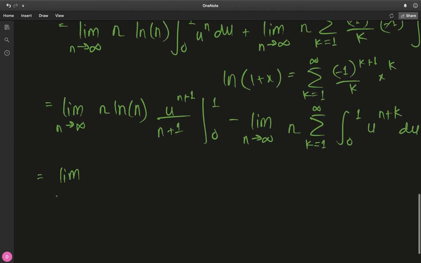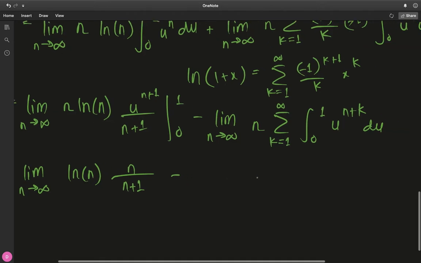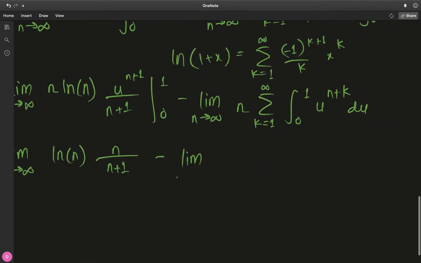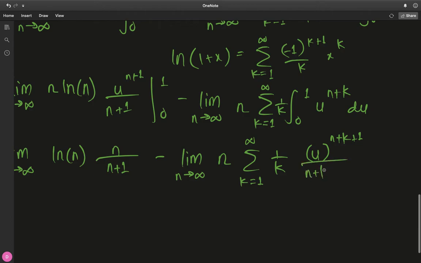And now evaluating this, we have limit as n goes to infinity of natural log of n, and plugging this in, 1 to the n plus 1 is 1, minus 0 is 0. So we just have this n times 1 over n plus 1, minus the limit as n goes to infinity of, well, don't forget the 1 over k factor, really sorry about that, sum from k equals 1 to infinity of 1 over k, antiderivative is again easy, u to the n plus k plus 1 divided by n plus k plus 1 evaluated from 0 to 1.